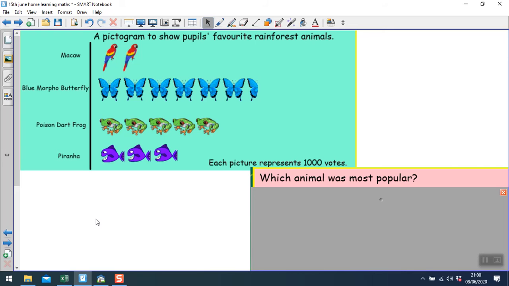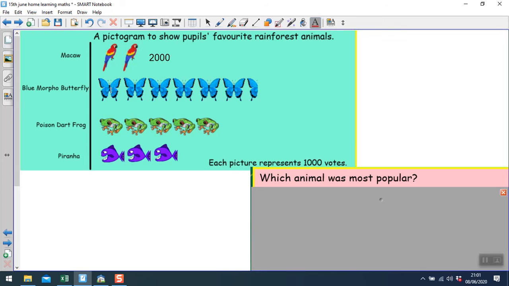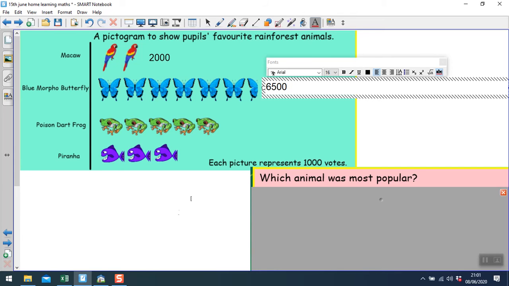So here is the pictogram again. We've got some questions to answer, but first of all I'd like you to work out how many of each animal there are. So the picture represents 1,000 votes and there's 2 macaws. So 2 1,000s equals 2,000. I've got 1,000, 2,000, 3,000, 4,000, 5,000, 6,000 plus half of a butterfly. So half of 1,000 is 500. So that's 6,500.